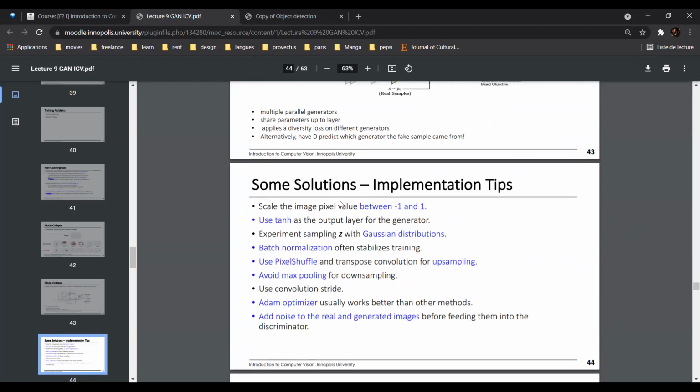Now, there are other simple solutions, for example, scaling the pixel values between -1 and 1, avoiding max pooling and using a convolutional stride instead, using Adam optimizer and others. And of course, I gave you some reading to do at home in order to basically solve the questions in the quiz. Does anybody have any questions so far?